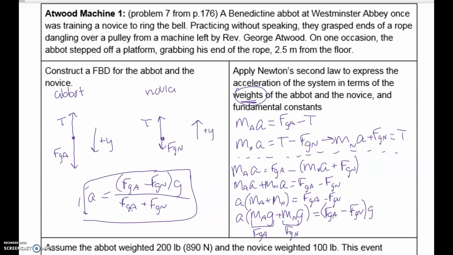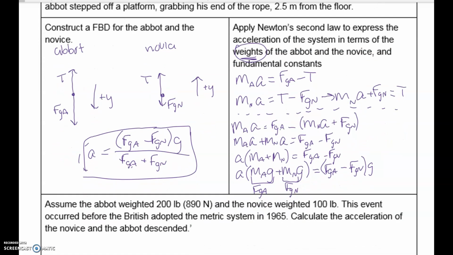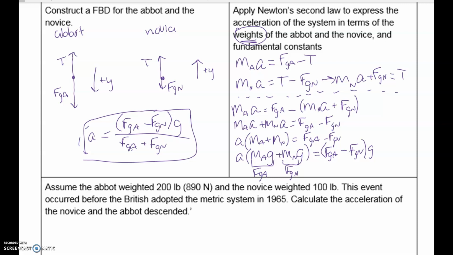Alright, let's continue this Atwood machine problem. The next part says, assume the abbot weighed 200 pounds and the novice weighed 100 pounds. This event occurred before the British adopted the metric system. Calculate the acceleration of the novice and the abbot's descendant. So this is easy because this part is basically plug and chug.